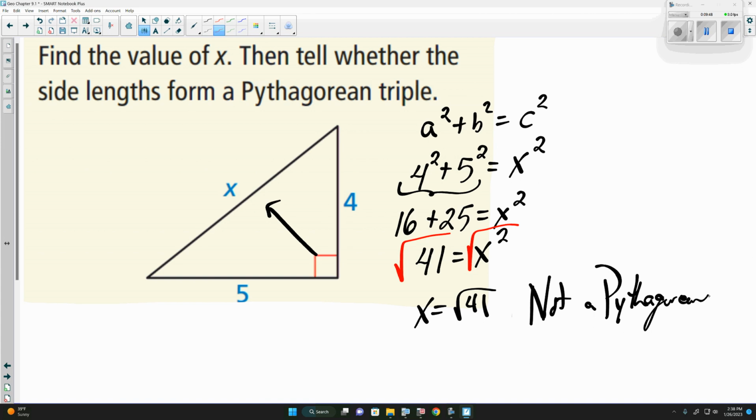Pythagorean triple? Not a Pythagorean triple, because it's a non-repeating, non-terminating decimal. Questions on this here? We ready for the next one?